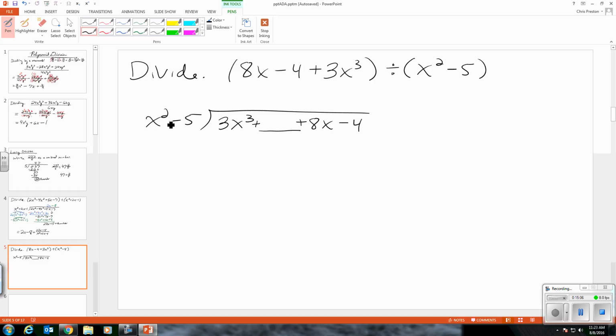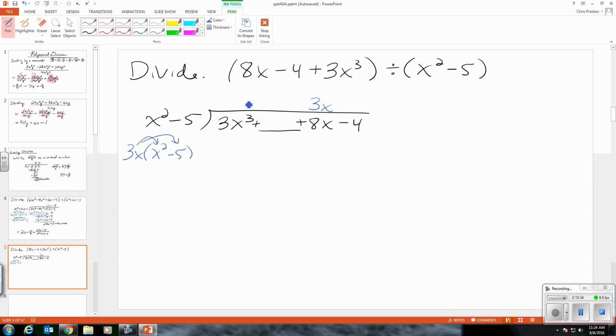All right, so I'm going to go, again, trying to match this front part to this inside part. I get too much information, so we're going to focus on just matching leading term to leading term. So what do we multiply x squared by to get 3x to the third? The answer is we need to multiply that by a 3 and another x. So I'm going to take 3x times x squared minus 5, and I'm going to distribute that.